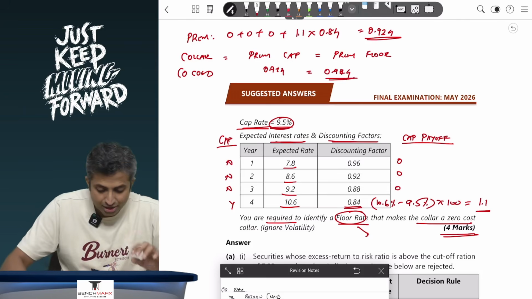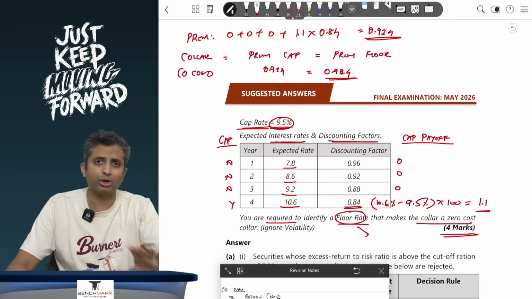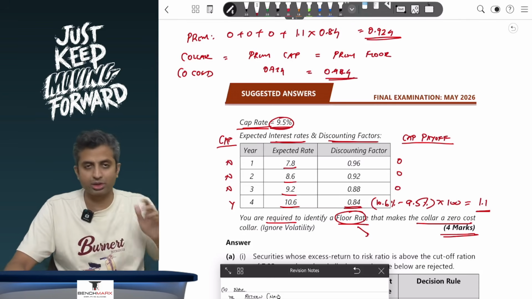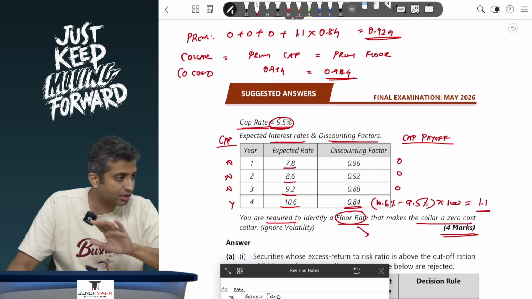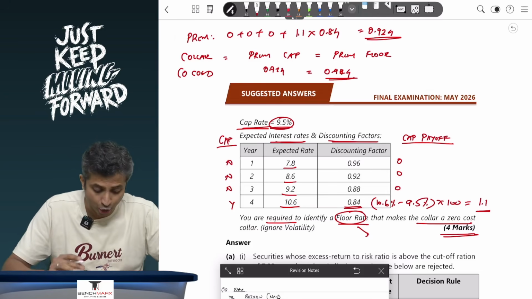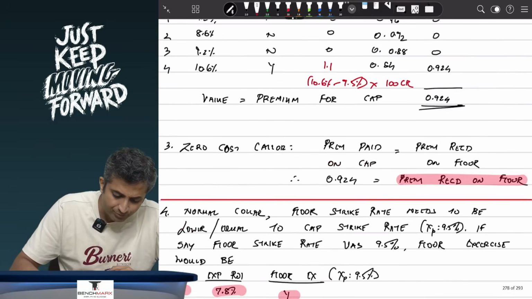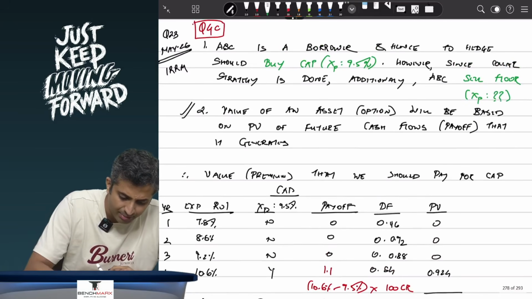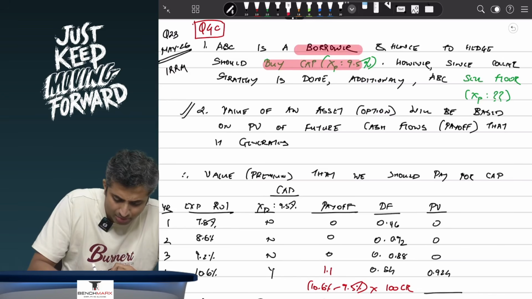So ideally, if they just wanted to find the premium or the rate of the floor, in my opinion, the question should have stopped over here. Ideally, we should have stopped at this stage and we would have got a logical answer. So over here, if I review, I would say at the beginning, a few reference notes, that ABC is a borrower and hence to hedge, we should buy the cap.